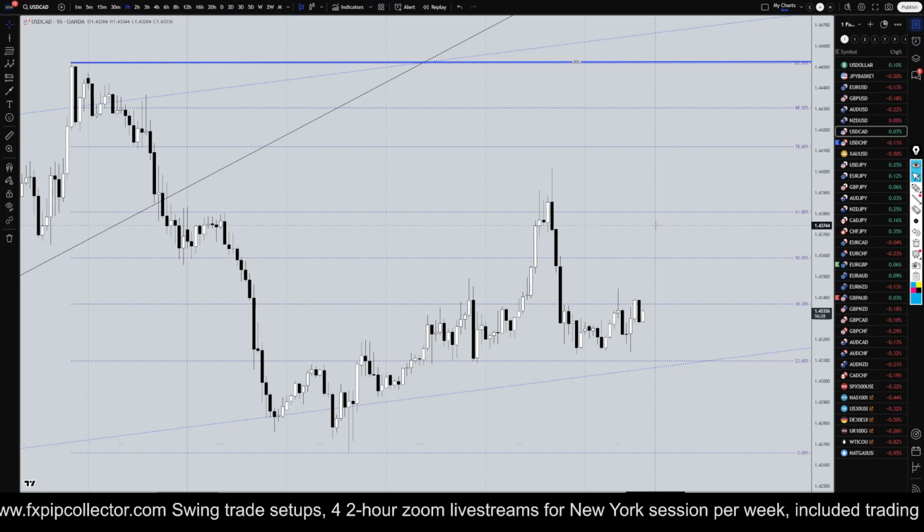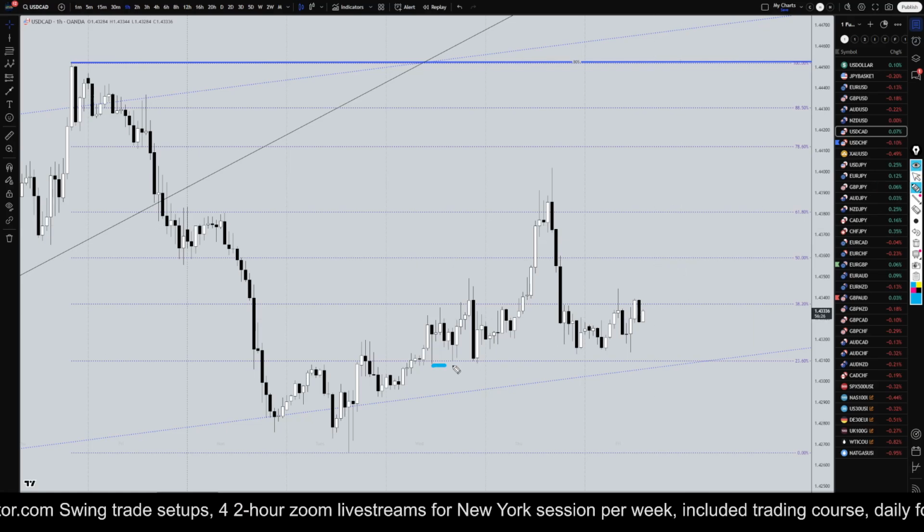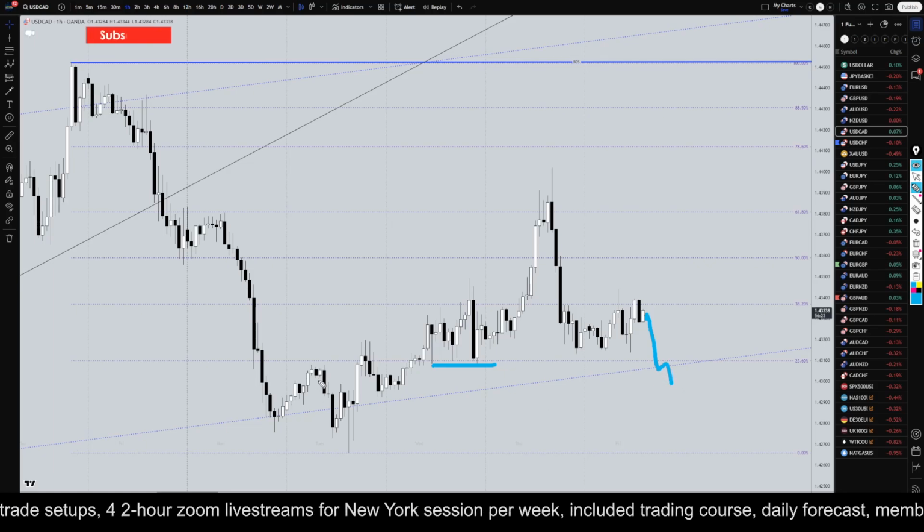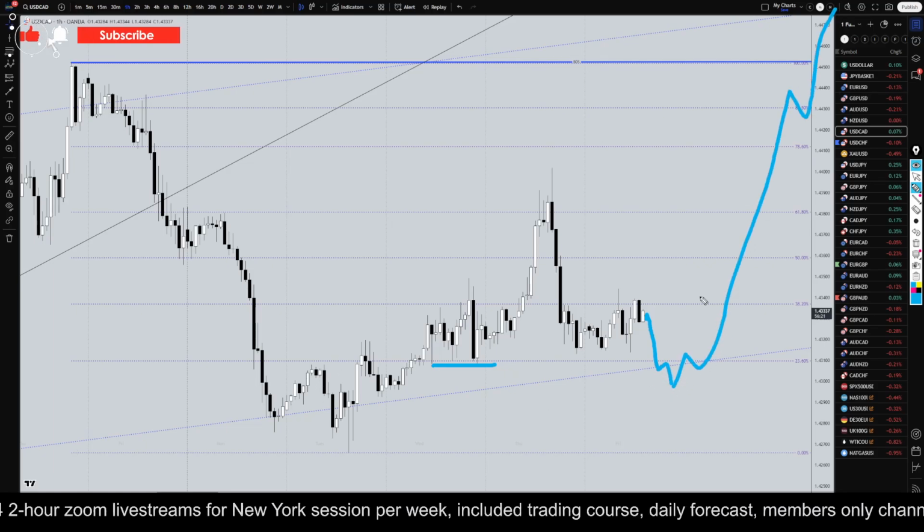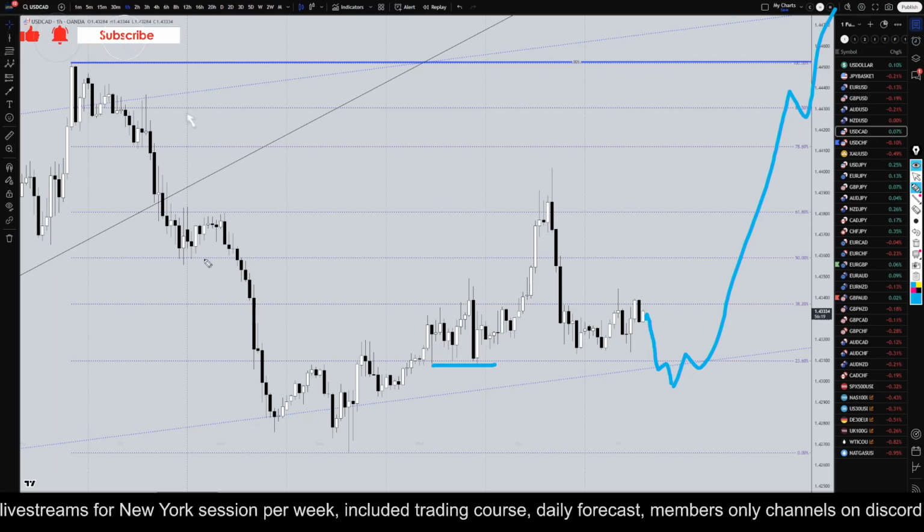So I would be keeping an eye out for longs. Whether or not it goes down and grabs this liquidity is a different story. It definitely could go down and grab that liquidity before it does end up continuing the uptrend.